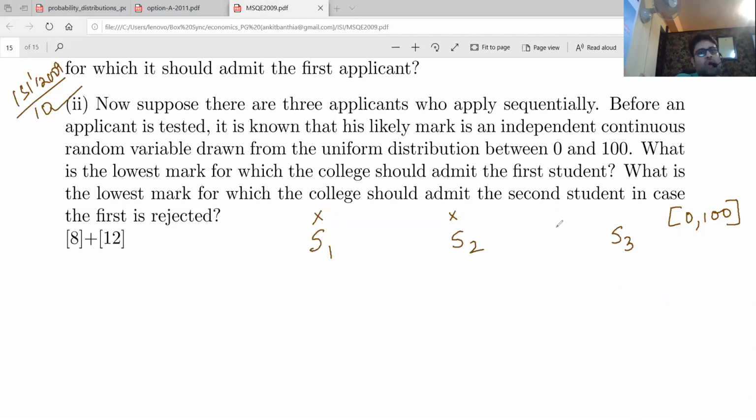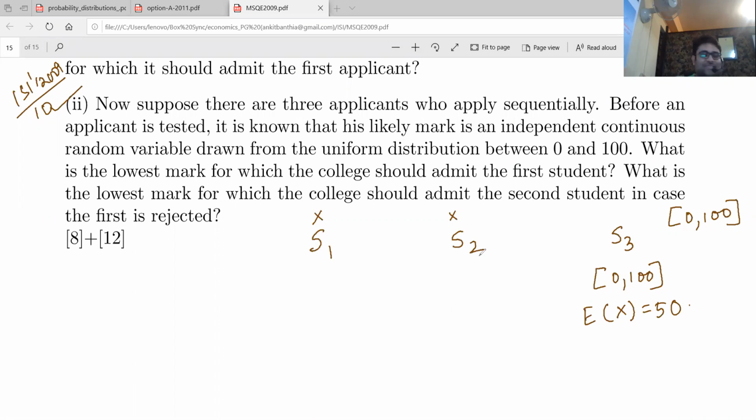So after having rejected the first 2 students, student number 3 can get anything between 0 to 100, and the expected mark will be 50. The second student we saw in the first part.